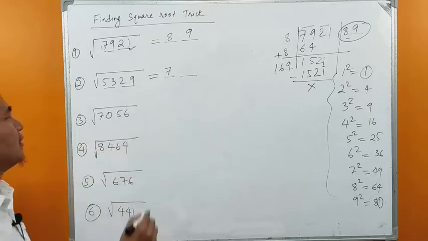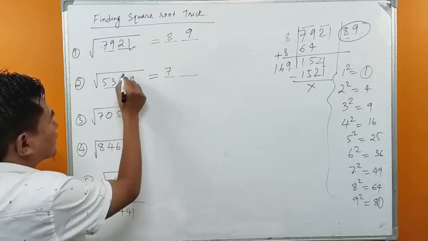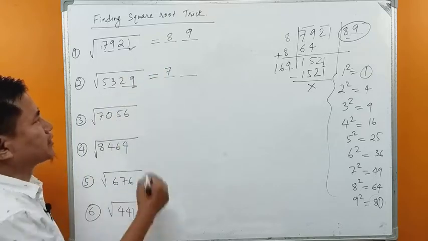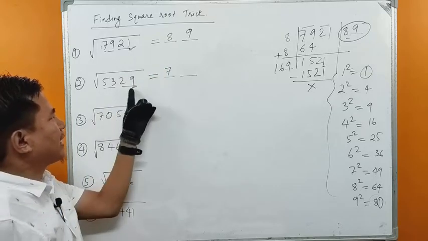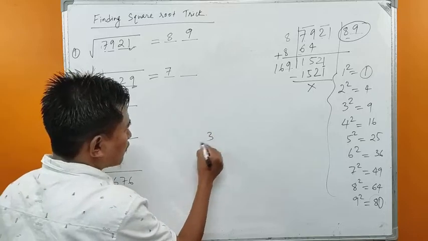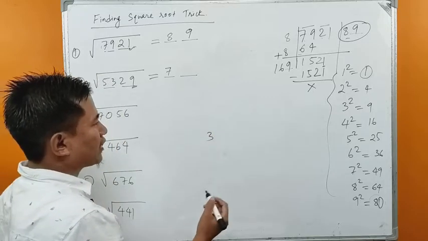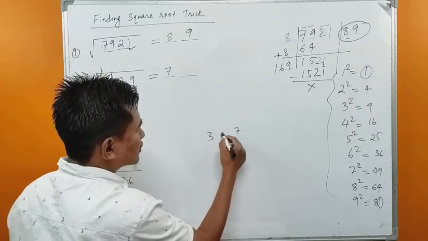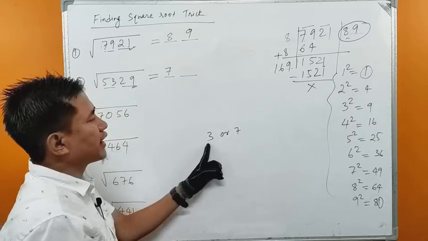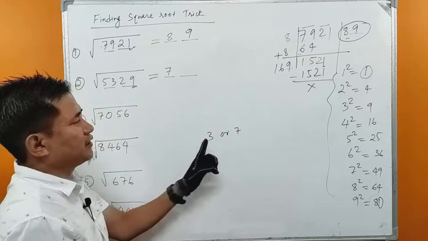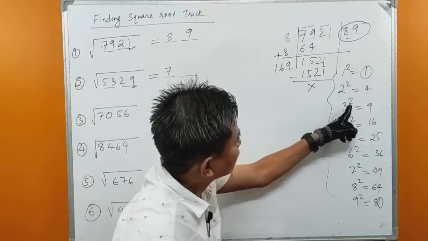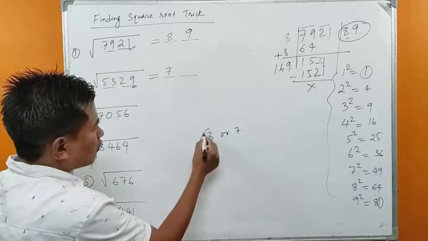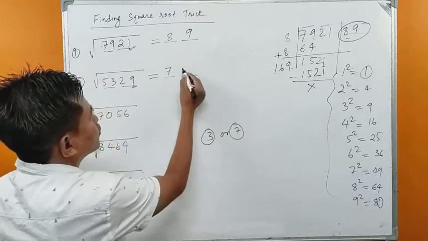And for the second digit, we see the second pair. From here we see the last number, that is 9, the unit place number. So to get 9, we must have 3 squared, 3 3s are 9, or 7 squared, 7 7s are 49. You can see here 3 squared is 9 and 7 squared is 49. So out of this 3 or 7, which one to write?